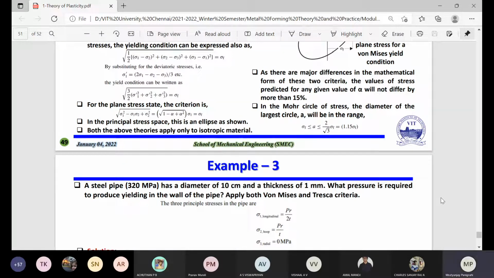You can just write it out, because three principal stresses are given: sigma 1, sigma 2, sigma 3. You have to find out what pressure is required, so that means you have to find the P. What will be the Tresca criteria formula? Anyone? No one.